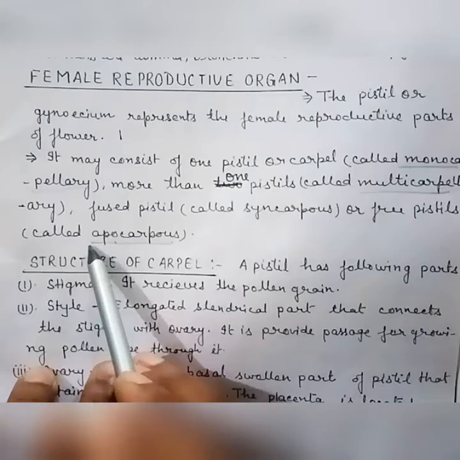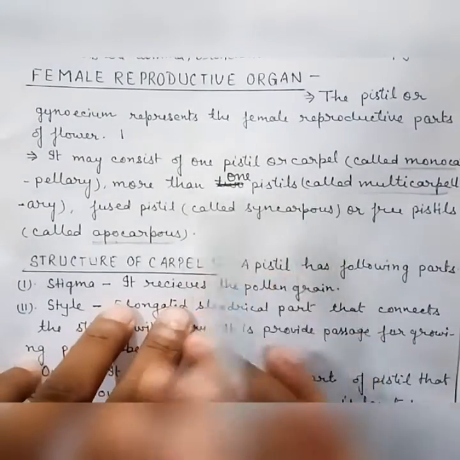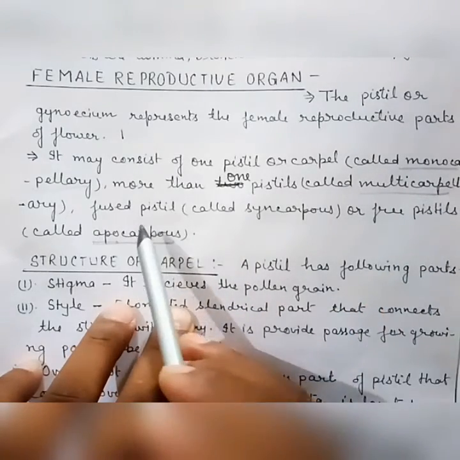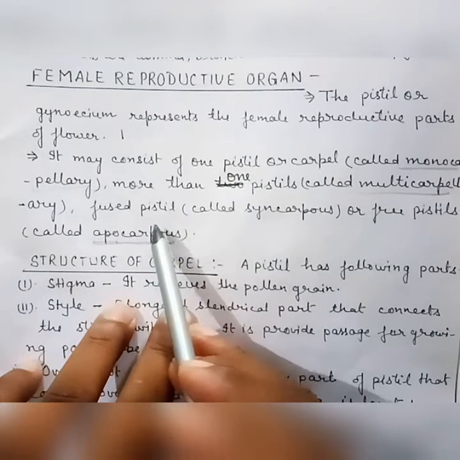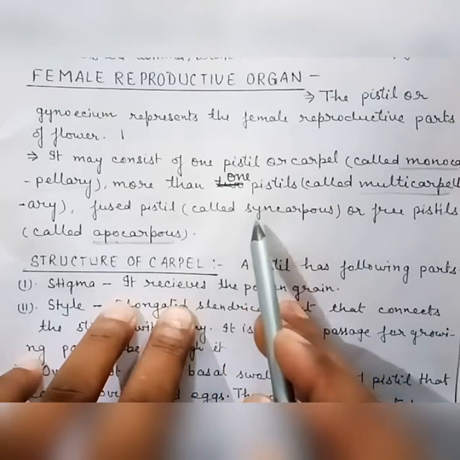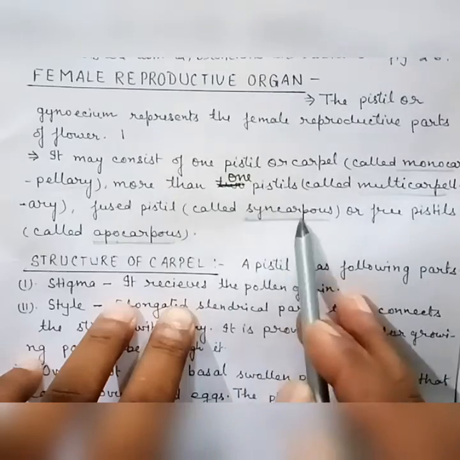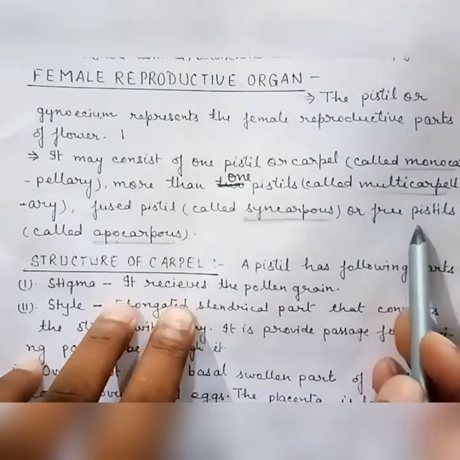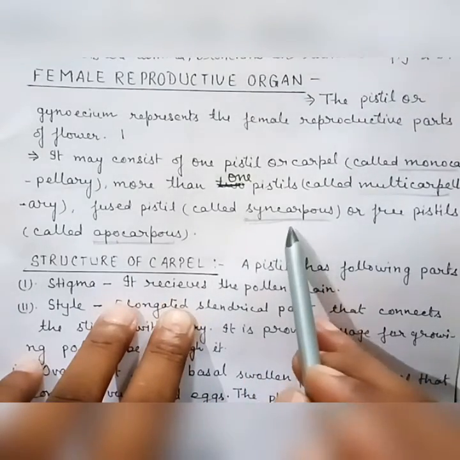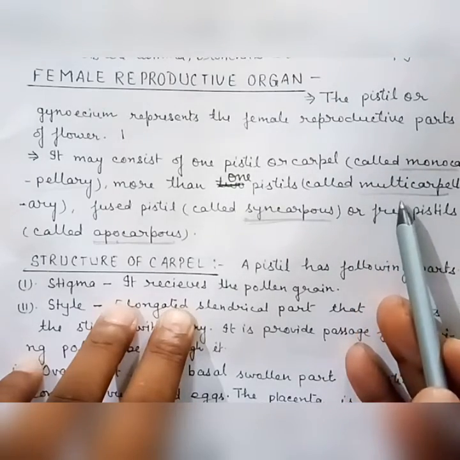Note that this type of carpel is called apocarpous. When the carpels in a multicarpellary flower are fused or joined with each other, that type of carpel is called syncarpous. That is, if free, apocarpous; if fused, syncarpous. These two types of conditions are present in a multicarpellary flower.